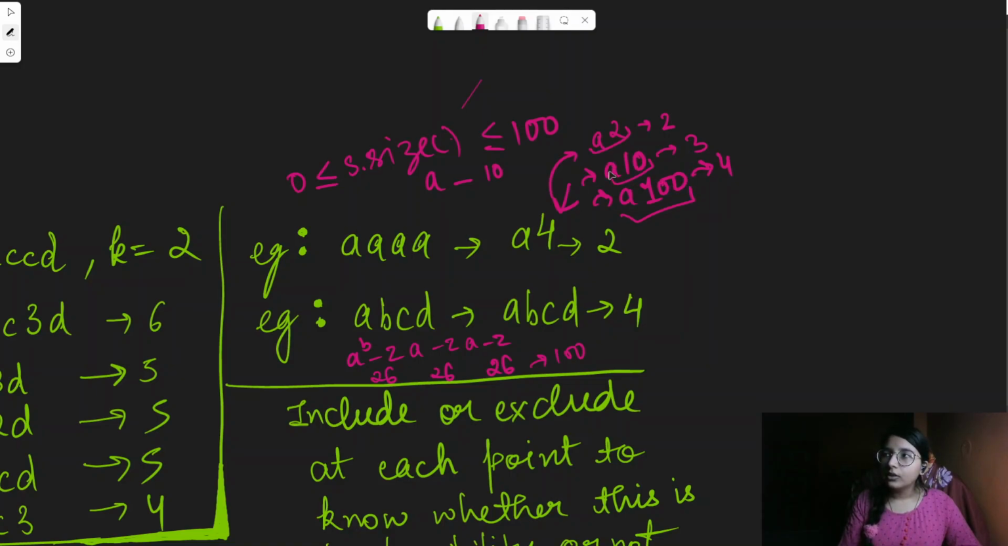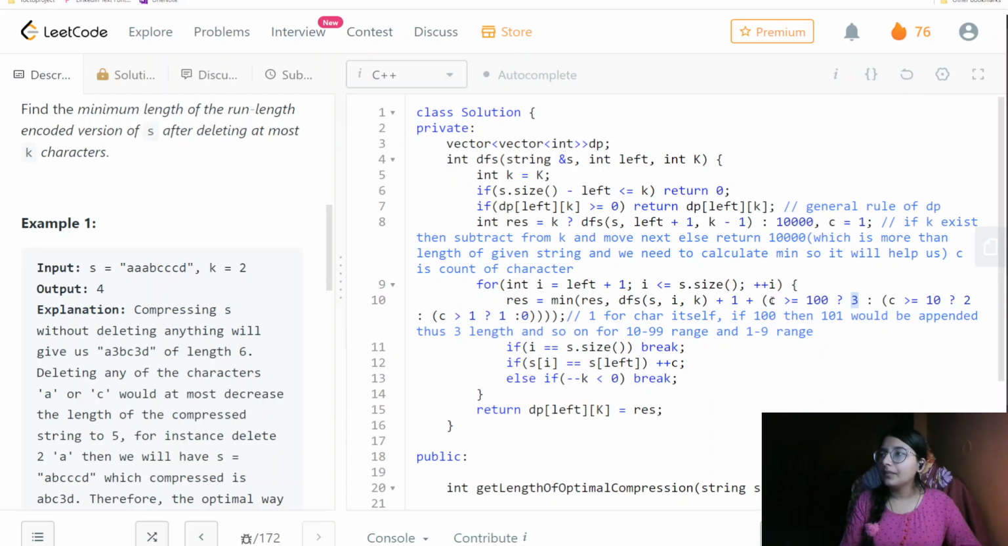So here also, 1 for this A and 2 for this 10. So that's why 3. This is what I'm explaining here: if our C is greater than 100, then we will be returning 3. Or if it is greater than or equal to 10, then we will be returning 2. Or if it is greater than 1, then we will be returning 1, else it would be 0. So here our result would be something like this, and that is how we will be returning the result.